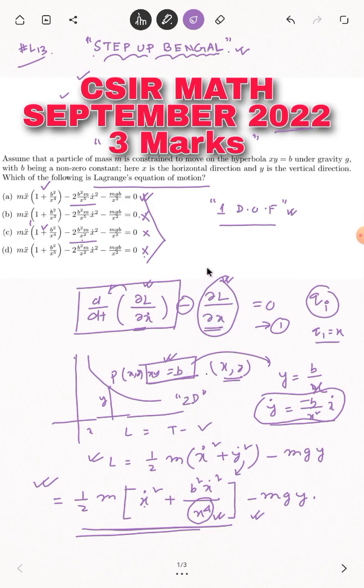So in the exam hall, all of you are requested to mark these shortcut ways of solving a problem. So in this lecture, up to this, goodbye.